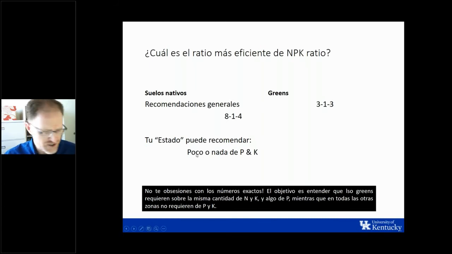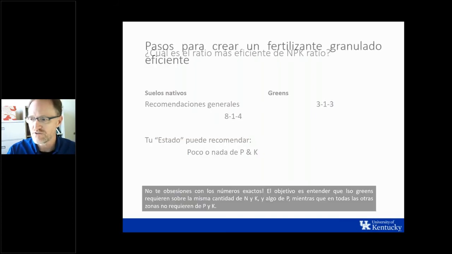In your location, may recommend little to no phosphorus, potassium. So anyway, don't get hung up in the exact numbers, okay? The objective is to understand that greens require about half as much potassium as nitrogen with some phosphorus, whereas all other areas require little to no phosphorus and potassium. So just keep that in mind. Don't say, oh, I got an 8-1-3, is that going to work? Or I got a 9-1-4, yes, it'll work. Don't get hung up on the exact numbers. I'm not trying to split the atom here. We're just trying to get our ratios in balance with each other as best we can.